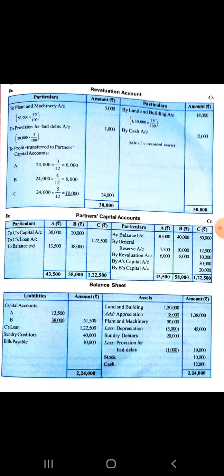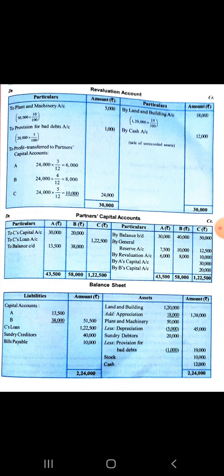Next, balancing of revaluation account. Balancing figure 24,000. Balancing figure 24,000 on debit side means gain on revaluation, which is transferred to partners' capital accounts. A's share 24,000 into 3 by 12 equals 6,000. B's share 24,000 into 4 by 12 equals 8,000. C's share 24,000 into 5 by 12 equals 10,000.